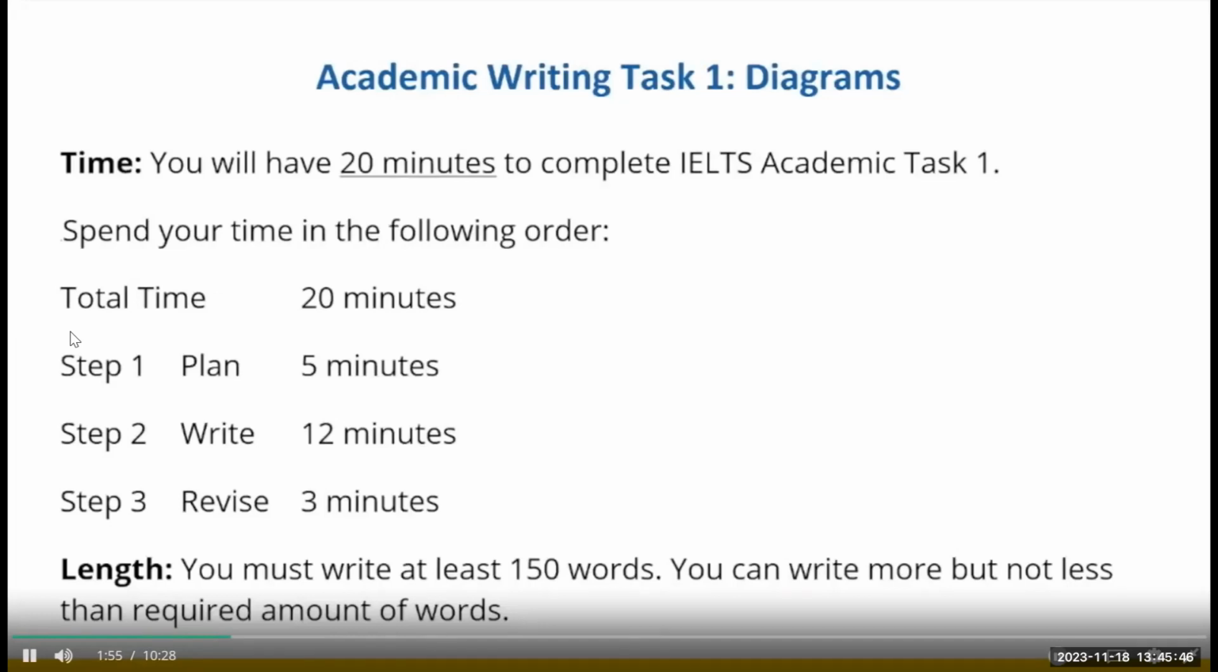And when it comes to the length of this essay, it has to be 150 words, just like the previous graphic essay. You shouldn't write less than that, but you can write more than that. So keep that in mind and make sure to write at least 150 words. In our following slides, we'll be learning different tips and strategies to successfully accomplish this task.